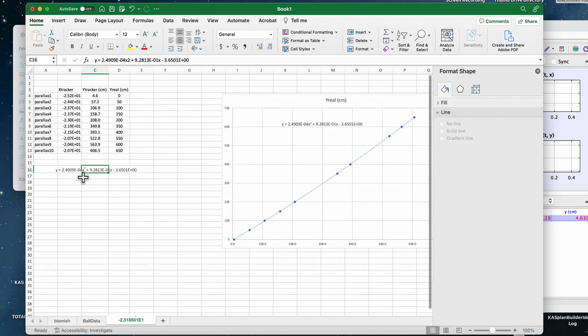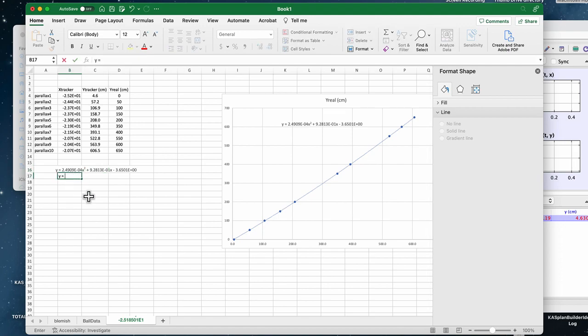Put it down here. And so if you will, this is y is equal to ax squared plus, well, actually it's y real is equal to a times y tracker squared plus b times y tracker plus c. So that's what we have.